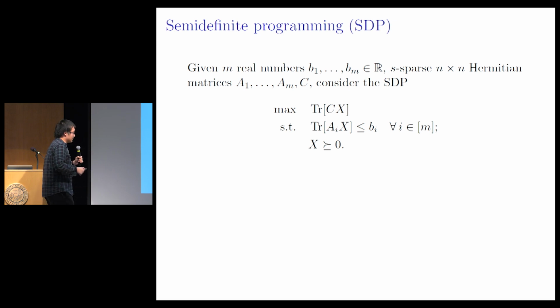Specifically, to characterize the complexity of the problem, we assume all the matrices A_i and C to be S-sparse. We call a matrix S-sparse if every row or column of this matrix has at most S non-zero elements. And of course, a very important thing that we should restrict for the SDP problem is that the variable matrix X should be a positive semi-definite matrix.